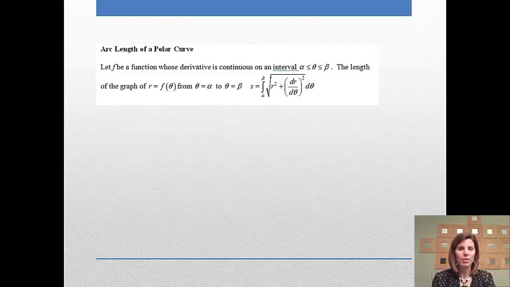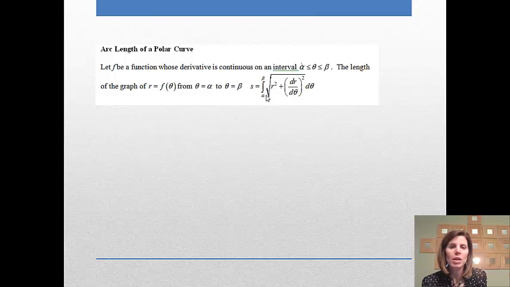All right, so we've got this formula going here. Let f be a function whose derivative is continuous on an interval for theta from these two values, I believe alpha and beta. The length of the graph r equals f of theta from theta equals alpha to theta equals beta is equal to this formula. You'll notice it's pretty similar to the other arc length formulas that we've done.